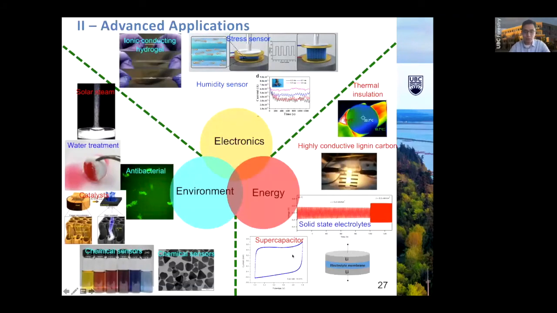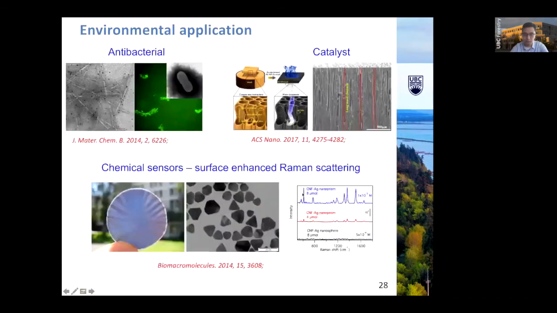Okay. So those previous parts were the discussion about the hierarchical design for the aerogel and for the 3D printed structure. Starting from here, I will discuss some applications, for example electronic, environmental, and energy. Very briefly, those are some work we have been working on. For environmental, for example, antibacterials.